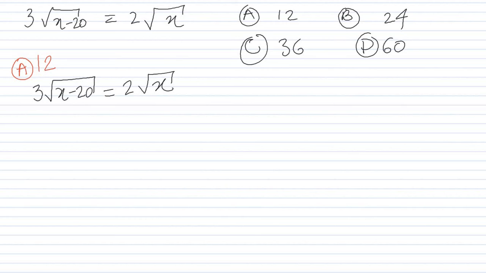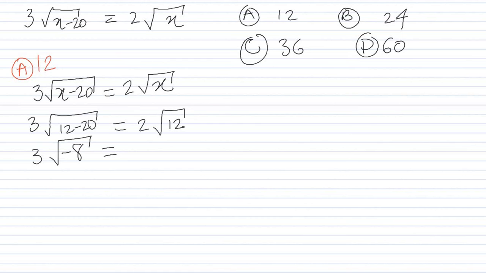So basically, you are working backwards so that you can find the answer to the question. That's a common sense method if you know that you're not very good with the traditional math method I had done previously. So when I put in 12, I have 3 root 12 minus 20 equals 2 root 12. 3 root of 12 minus 20 equals the square root of negative 8, equals 2 root 12.